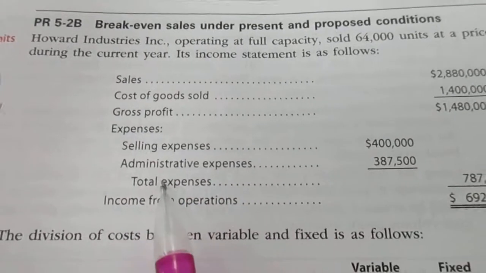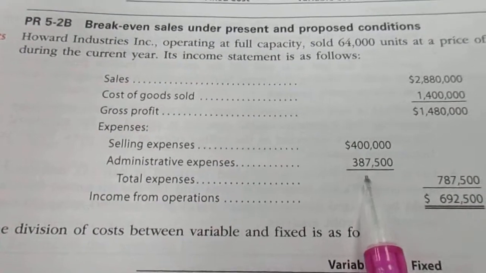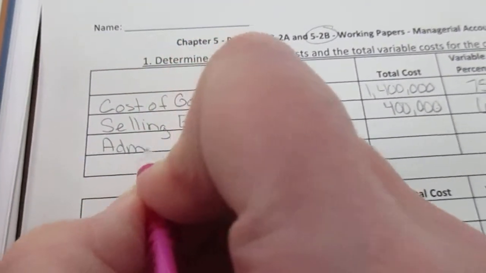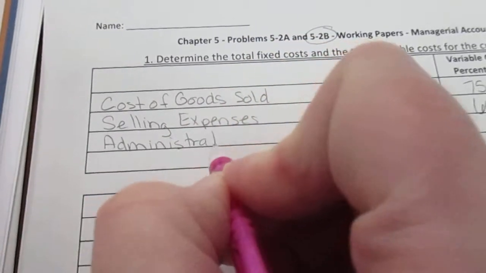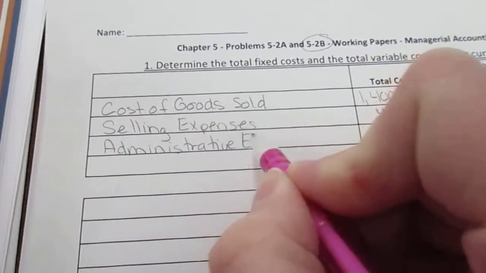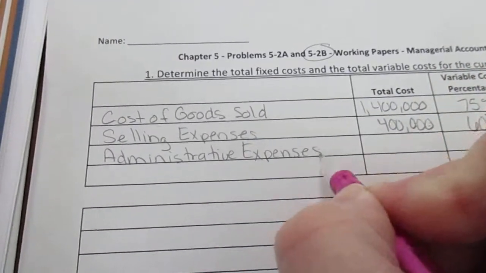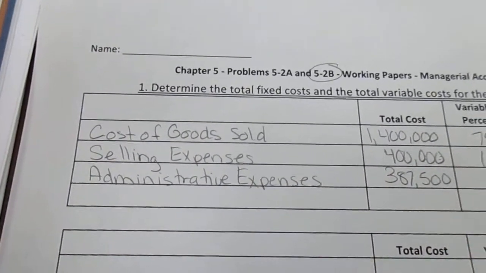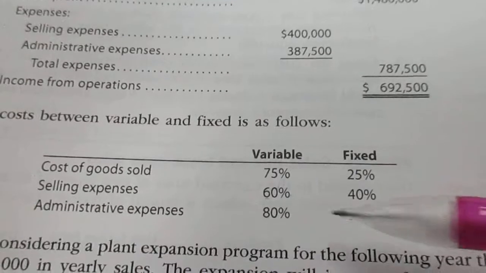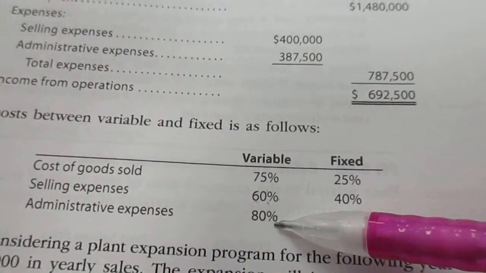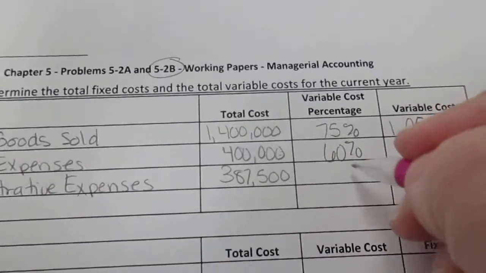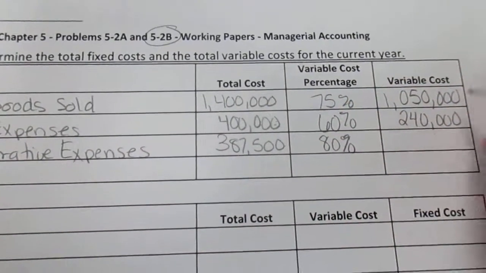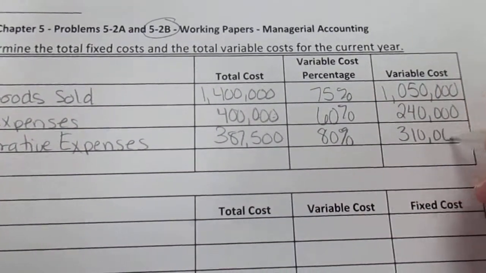Back to my income statement, my next one is administrative expenses for $387,500. My textbook tells me in my chart that administrative expenses are 80% variable cost. So again, multiply these two numbers together, and I'm going to get $310,000.